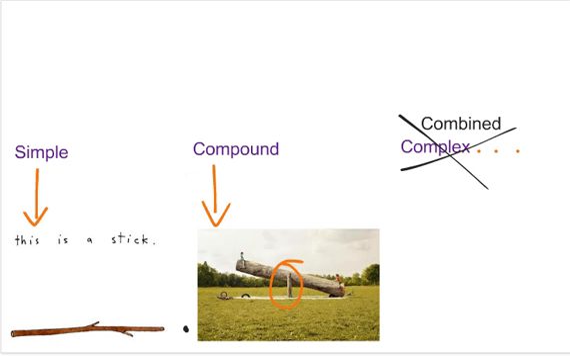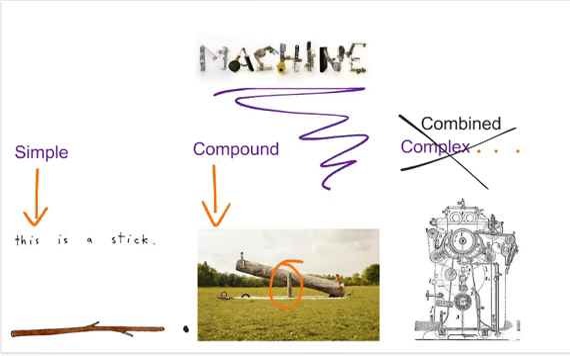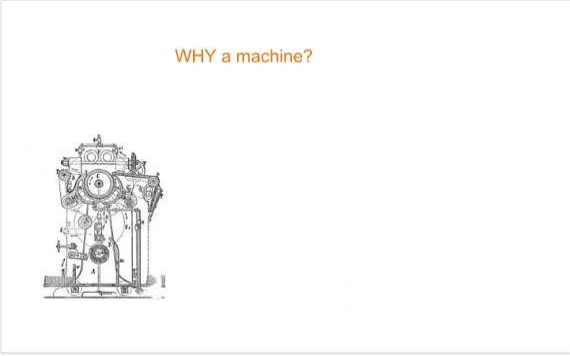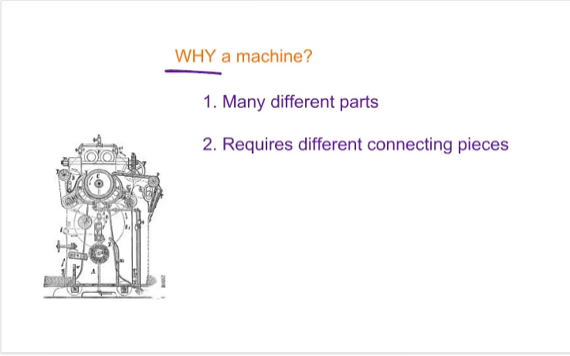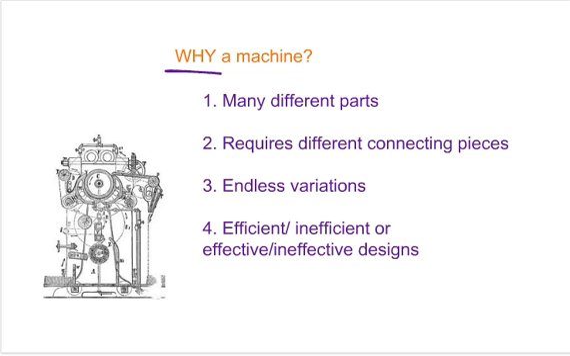A combined sentence is like a machine. Why a machine? First of all, a machine has many different parts, just like a quality sentence. Each of these different parts requires different connecting pieces to hold them together. There are also endless variations for the types of machines we can create. The same goes for sentences. The design of a machine will either make it efficient or inefficient. The design of a sentence can be effective or ineffective.